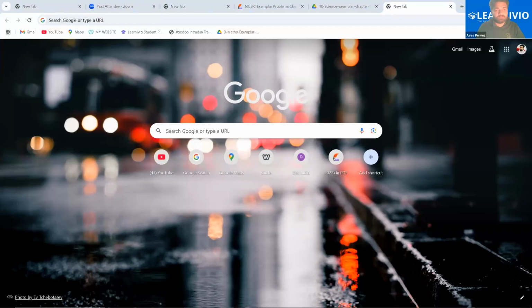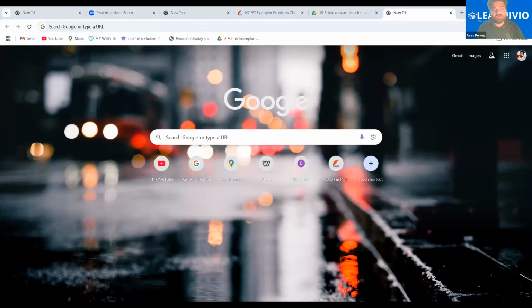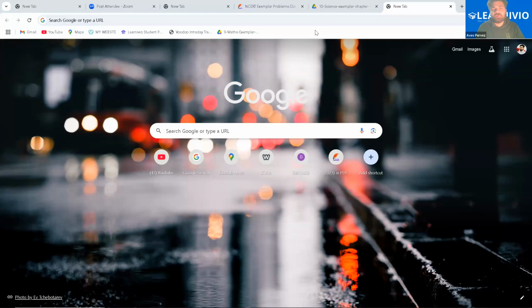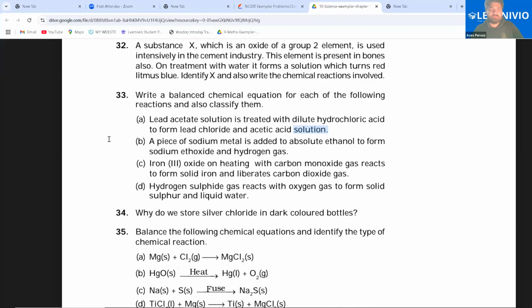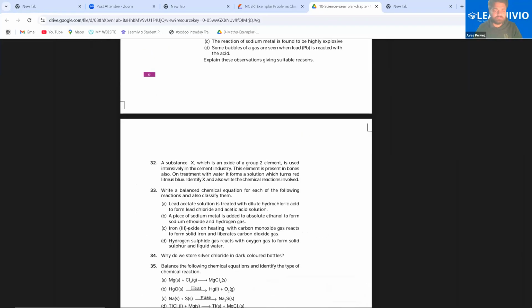Sir, can you balance like the first one? So are you getting stuck there? Yeah, in balancing. Like only the first one. Others are balanced.